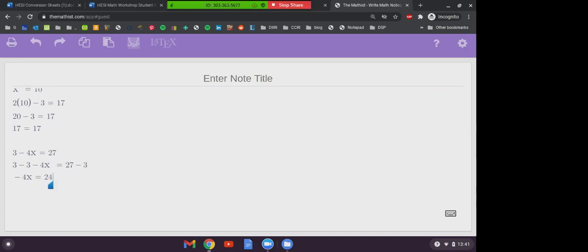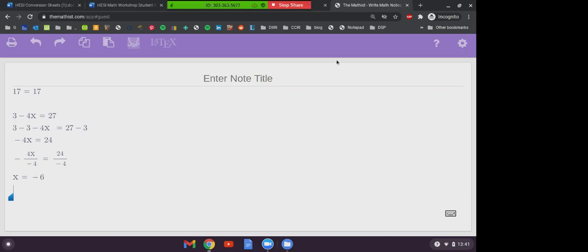We're going to divide by negative 4. So negative 4x divided by negative 4 equals 24 divided by negative 4. Okay? And so my x is going to equal, and 24 divided by negative 4 is negative 6. Okay? So again, that's how you would do that one. Don't let that negative get lost here, right? Sometimes people lose that. And again, you can check your answer in the original if you want to.